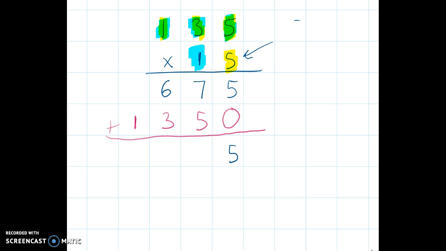So 5 plus 0 is 5. 7 plus 5 is 12. So I'm going to put my 2 here, and I'm going to carry my 1 up here. So 6 plus 1 is 7, plus my 3 is 10. So I'm going to bring that 0 down there, and I'm going to carry my 1, and I'm going to get 1 plus 1 is 2. So my answer is going to be 2,025.